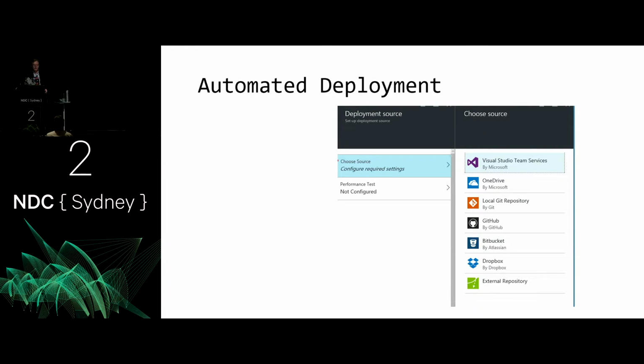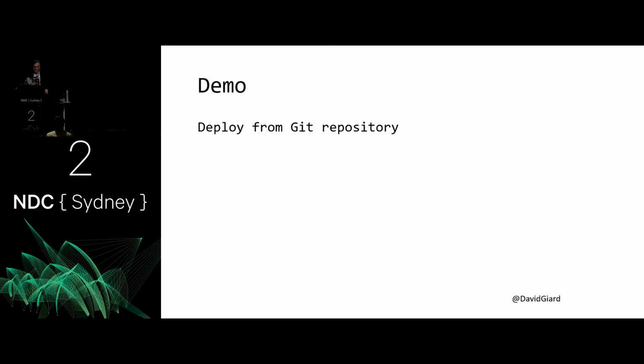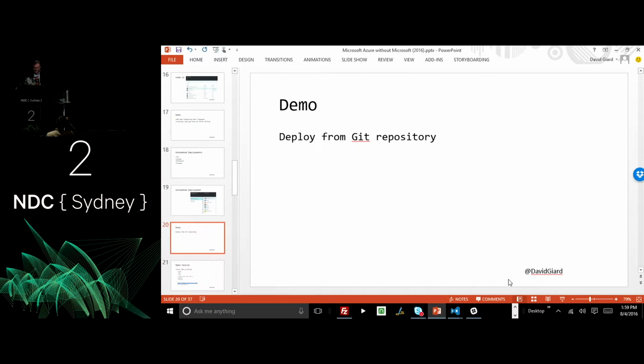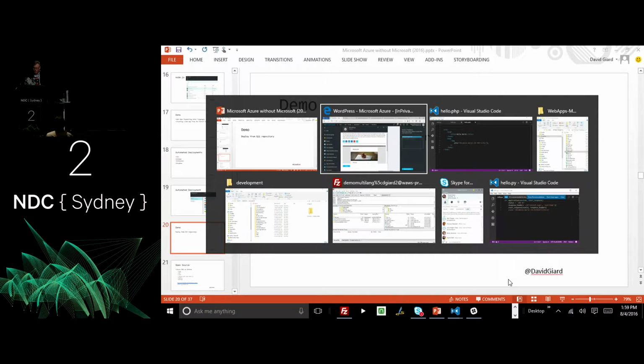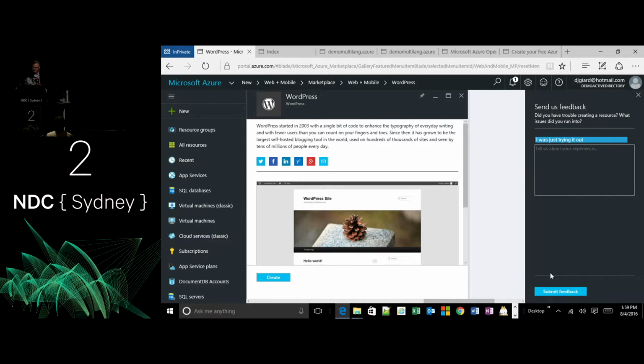And that's, of course, supported. If you want to use that, that's great. Go ahead and feel free to use it. But if you wanted to use any one of these other ones, OneDrive, local Git repository, GitHub, Bitbucket, even Dropbox. I'm not sure who would use Dropbox for source control repository, but it's supported there, and you can do it. And if you click external, then you have some more configuration options. So I've already done that. I have an application that I'll show you how to automatically deploy from Git.